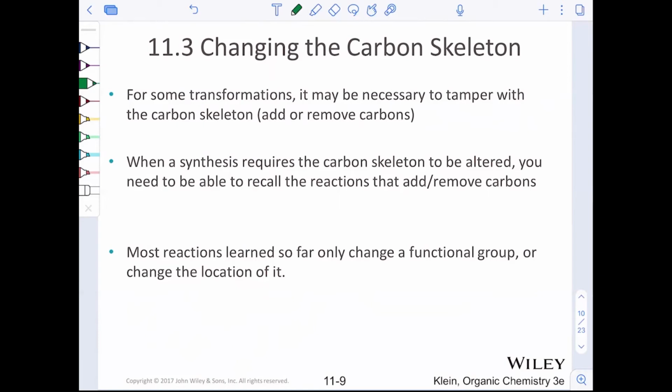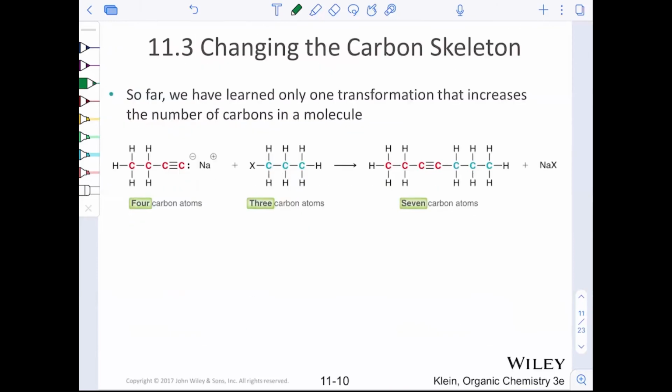So here is a review of the reactions that we have done where we have changed the carbon skeletons. Using the alkanide ion, that carbon with the negative charge, specifically an sp carbon with a negative charge. Check it out in chapter 9 if you don't remember it. It is a very good nucleophile. Nuke, nucleus loving, looking for something positive, right? Nucleophile. Nucleus loving.